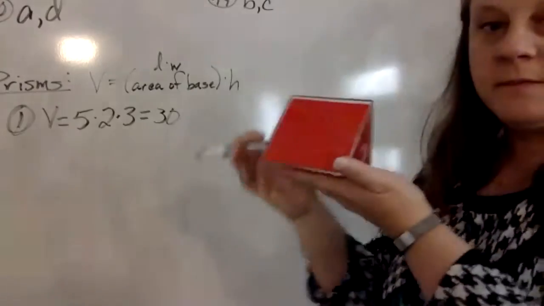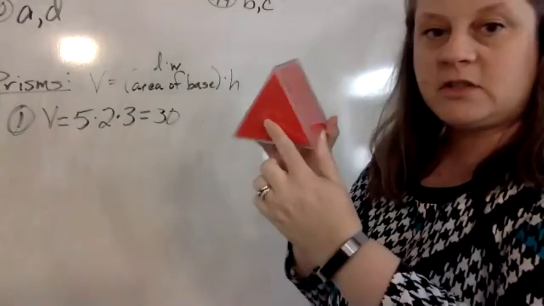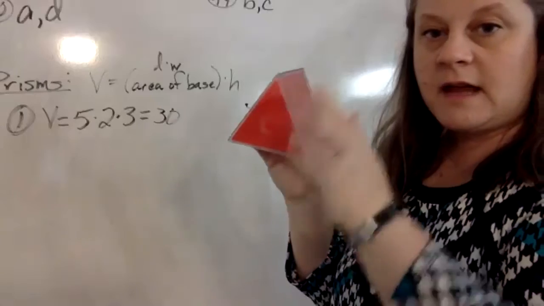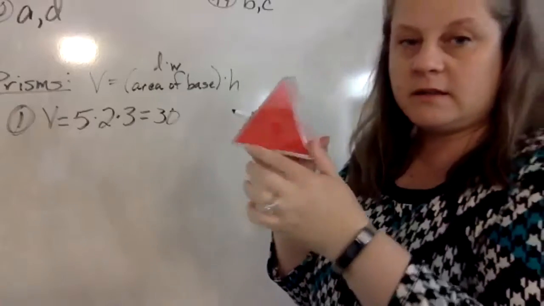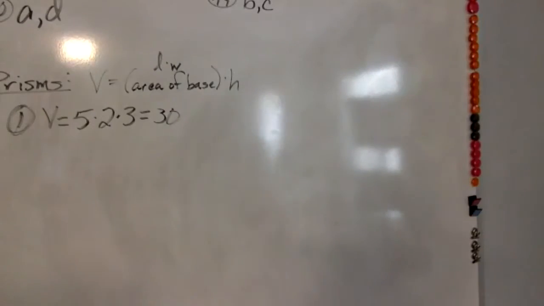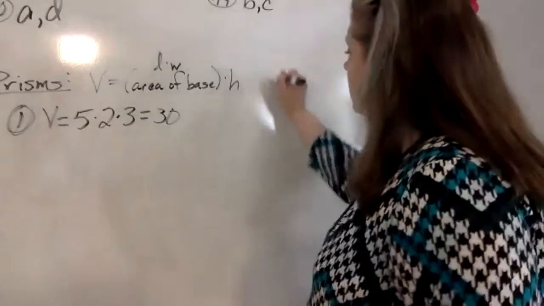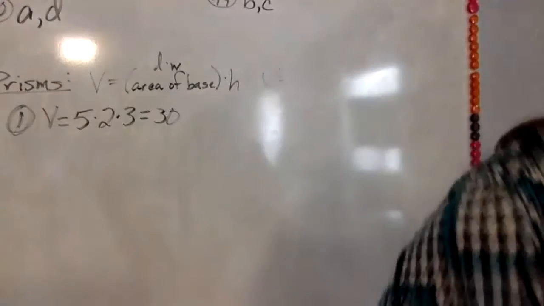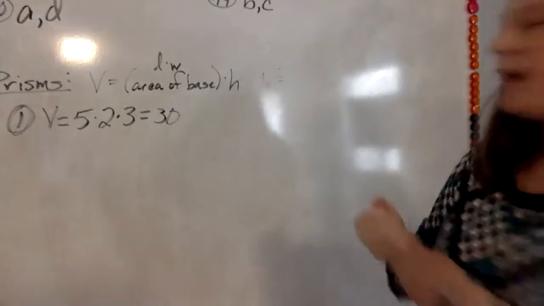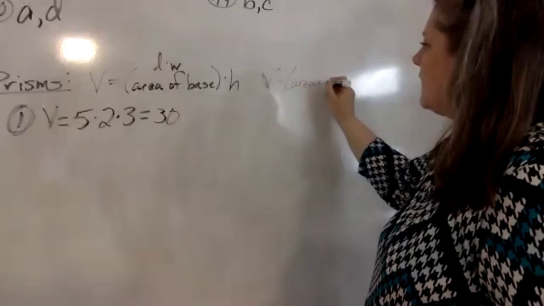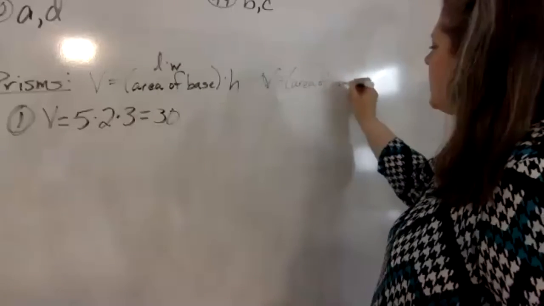It's like this one. My base is the triangle there on the front, and then the rectangles are the sides, okay? But the bases are the triangles. So you still do, for the volume, area of the base times the height. Who remembers how to find the area of a triangle?